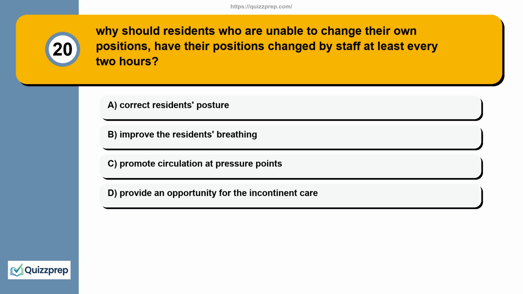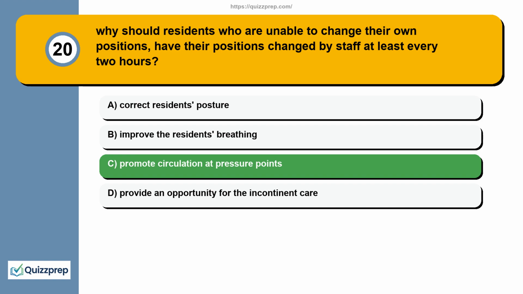Question 20. Why should residents who are unable to change their own positions have their positions changed by staff at least every 2 hours? Option A, correct resident's posture. Option B, improve the resident's breathing. Option C, promote circulation at pressure points. Option D, provide an opportunity for incontinent care. The correct answer is option C, promote circulation at pressure points.